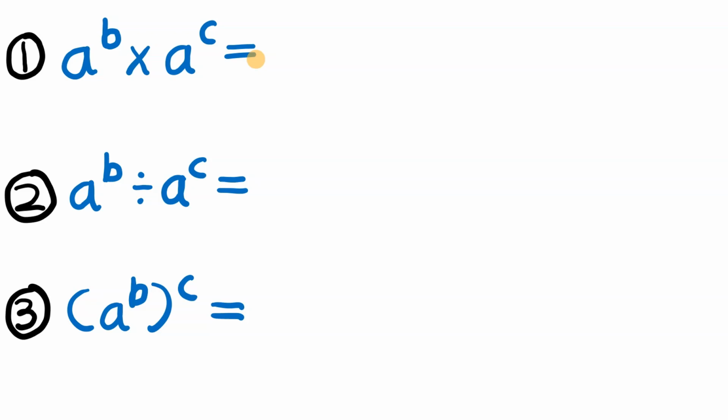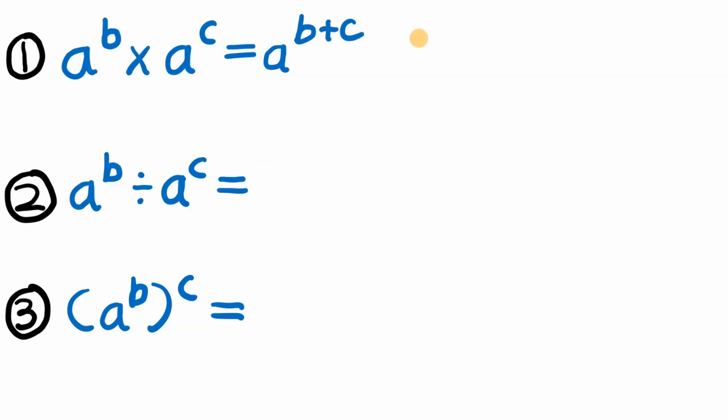These are the indices laws that you need to be aware of. I've broadly grouped them into 6 categories, okay? So the first one, if you have two powers that are multiplied together, so a to the power of b multiplied by a to the power of c, you can combine them into one power by adding them together, so b plus c, like this here.